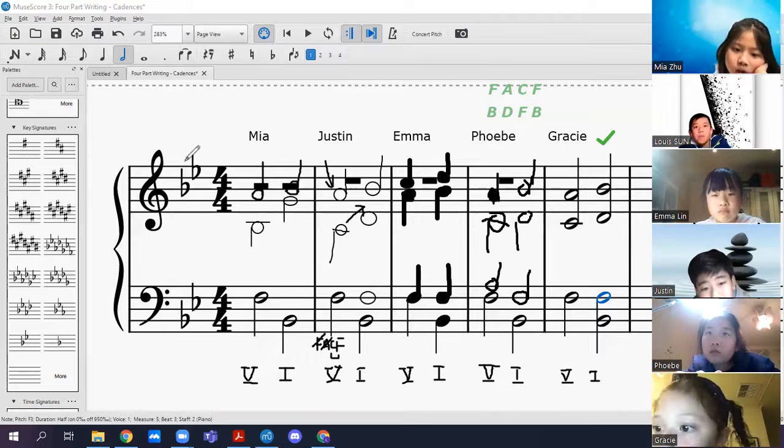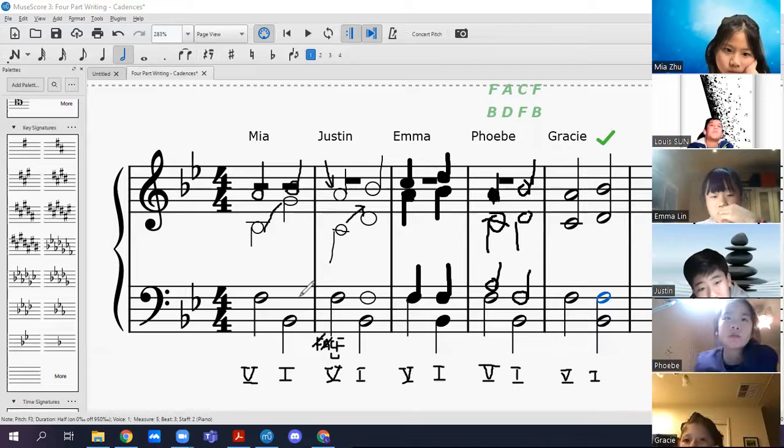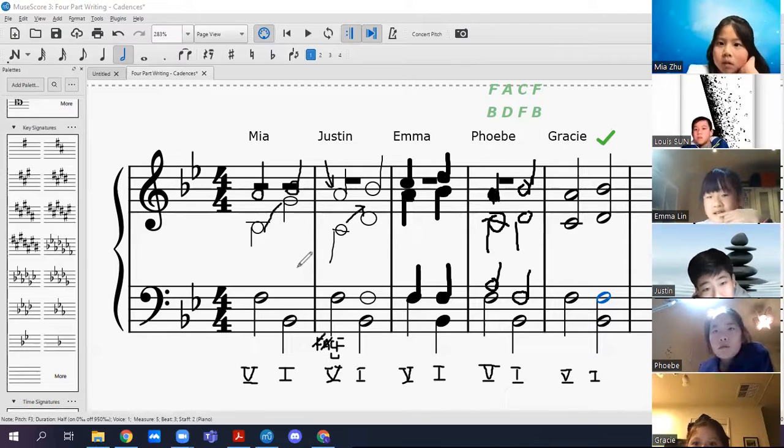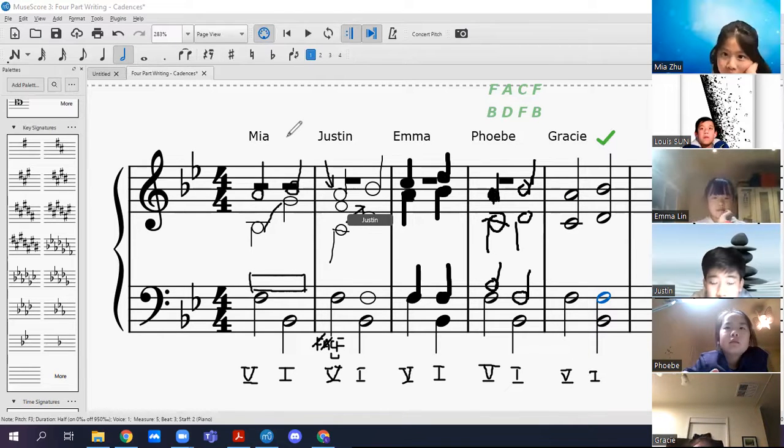Can you check mine? Mia, where's your tenor? And also that's too big of a jump. Where's the tenor? Can you get rid of that line now?